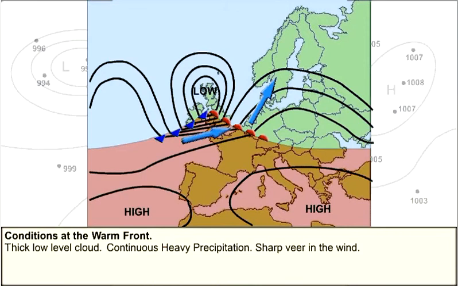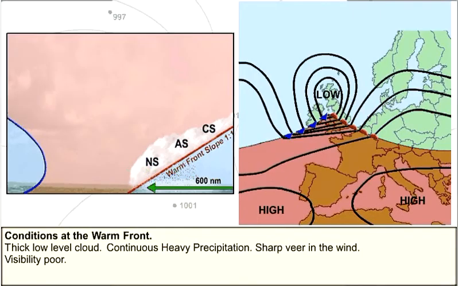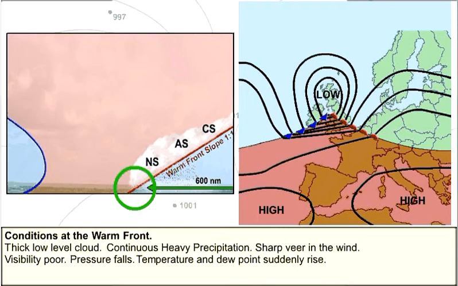We see here a sharp veer in the wind. Any sudden change in wind direction near the surface needs to be planned for when you are flying because of the changes in heading that this will necessitate to maintain a fixed track. Visibility will be poor with widespread hill fog developing. The pressure will continue to decrease slightly. The temperature and dew point will suddenly rise as we enter the warm tropical air. This warm air between the cold and warm fronts is called the warm sector.